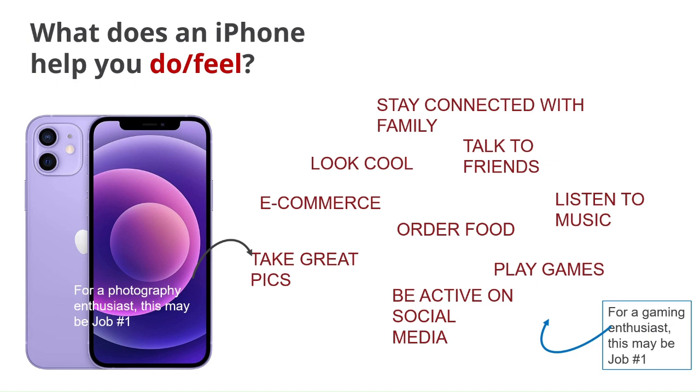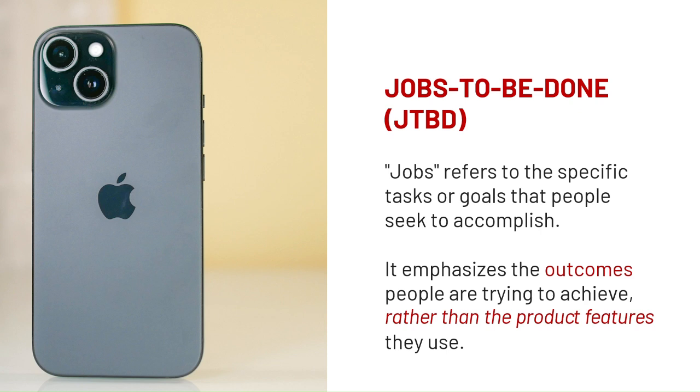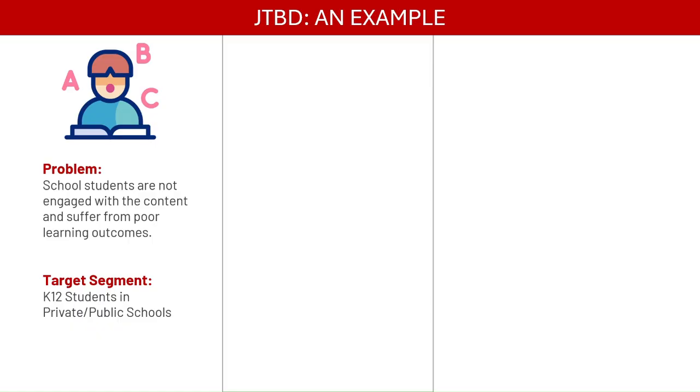Okay. For coming up, it may be job number one. So jobs refers to the specific tasks or goals that people seek to accomplish, right? If you buy any product, you have some expectation, right? If you buy a mobile phone, some people use it for taking pictures. Some people may use it for trading or other business activities. Some people use it only for communication. So this is a job. It refers to a specific task or goal that people seek to accomplish. It emphasizes the outcomes people are trying to achieve rather than the product features they use, right?